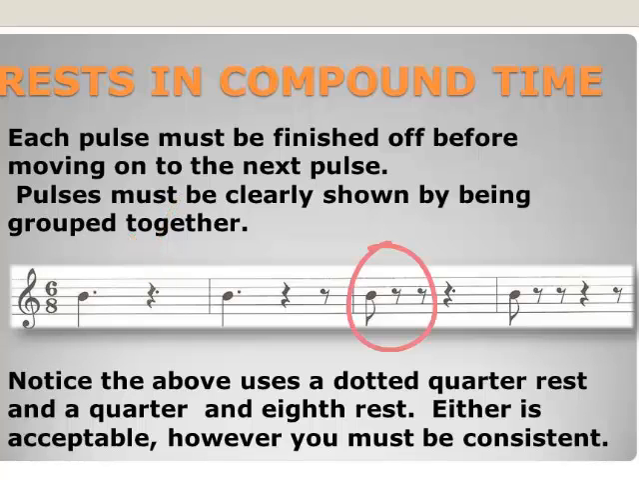In the third measure, you see each pulse with the eighth notes, and the eighth rest and the eighth rest. These 3 together give us our unit beat of a dotted quarter note. In the second part of this measure, we have our dotted quarter rest, which gives us our second unit beat. The last measure shows us the quarter rest followed by the eighth rest. Again, either the dotted quarter rest or the quarter rest and eighth rest are acceptable. However, my preference is that you use the dotted quarter rest because it's more consistent with compound time grouping.